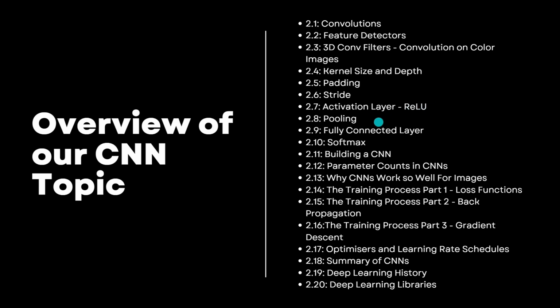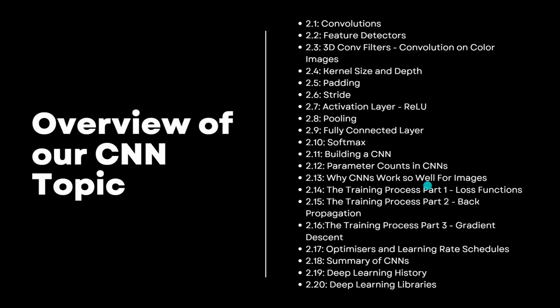pooling, fully connected layers, softmax. Then we're going to take a look at putting it all together to build the CNN. And then we're going to take a look at how we get our parameters. Parameters come from a CNN. And then we'll discuss why CNNs work so well in images.